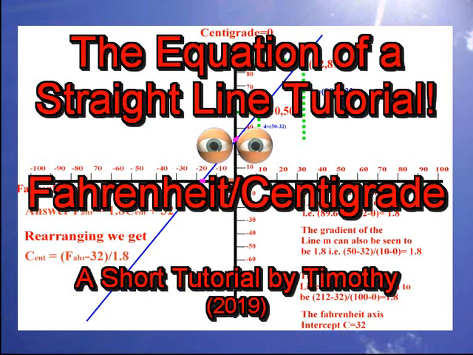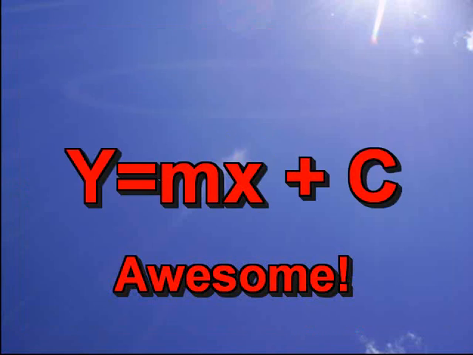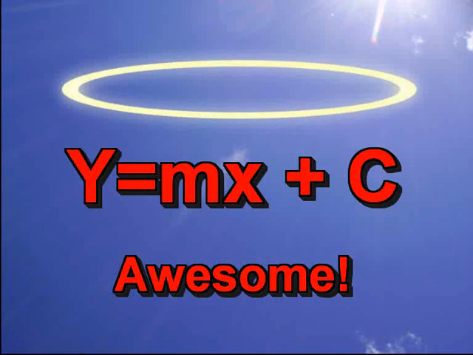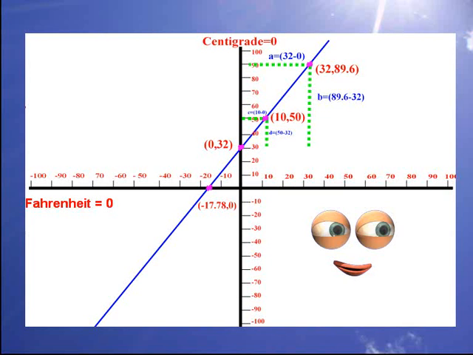The equation of a straight line when y is a function of x is y equals mx plus c, where m is the gradient of the line and c is the y-axis intercept. Now we know there is a linear relationship between Fahrenheit and centigrade, so let's use this equation to find out just exactly what it is.